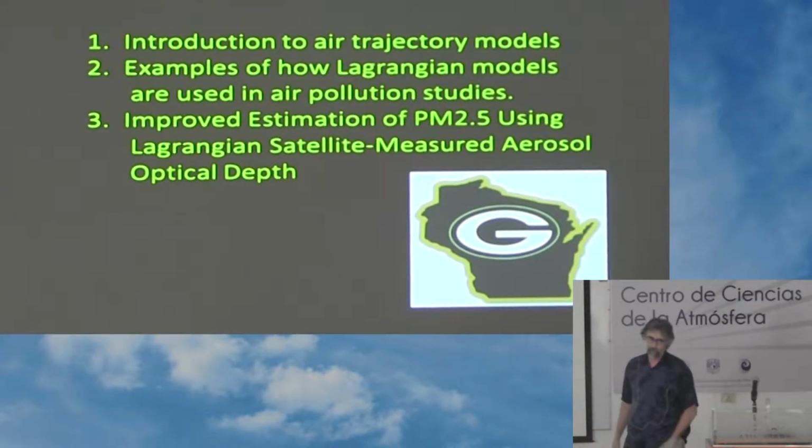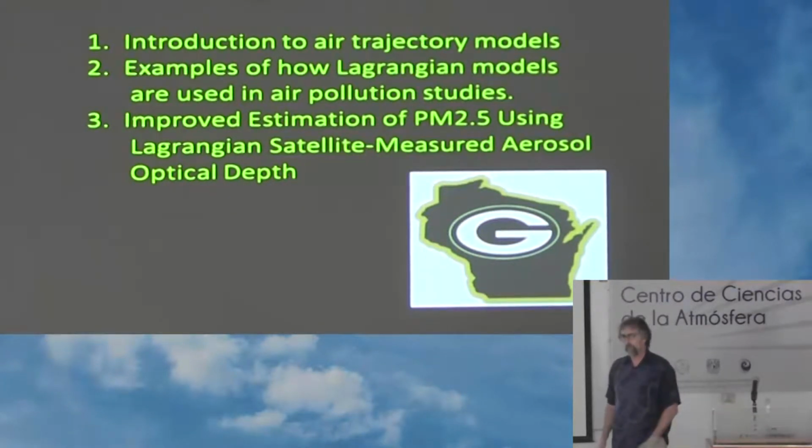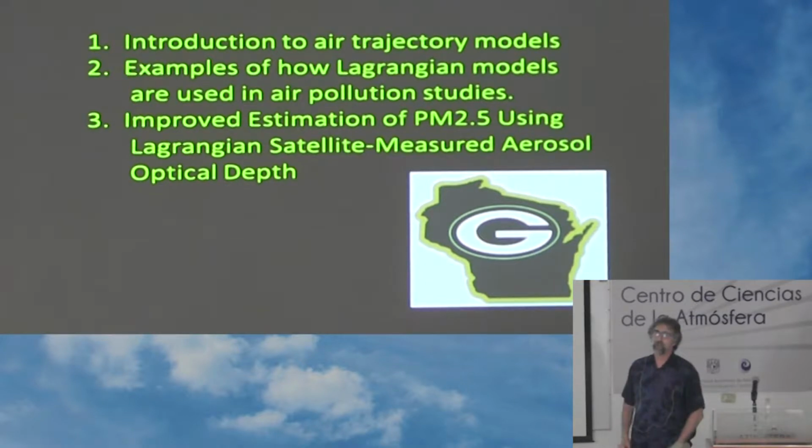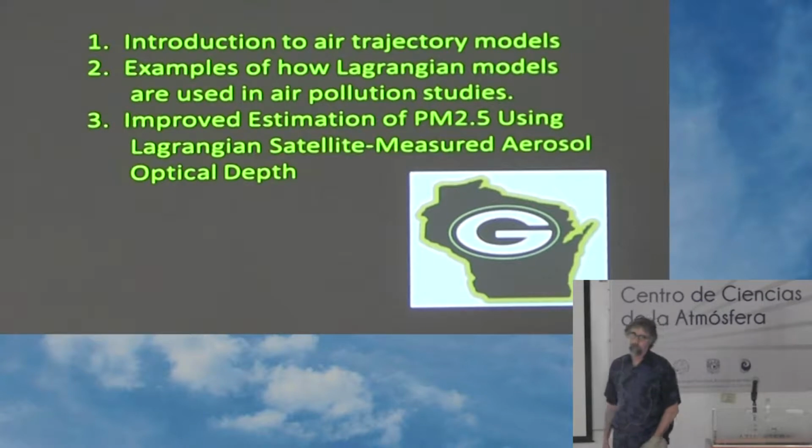Okay, so here's what I'm going to do today. I'm going to tell you about atmospheric trajectory models, which is the main type of Lagrangian model that I use. I'm going to show you some examples of how they can be used to support air pollution studies, and also I'm going to give a more detailed talk about a particular project where we used Lagrangian models to create an improved model to estimate concentrations of fine particulates.